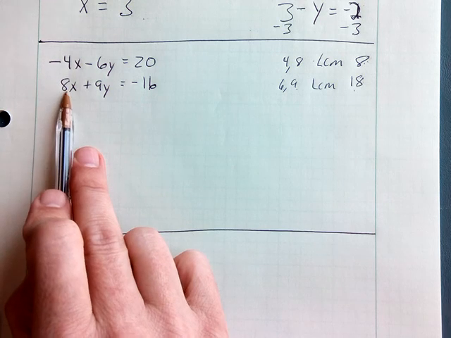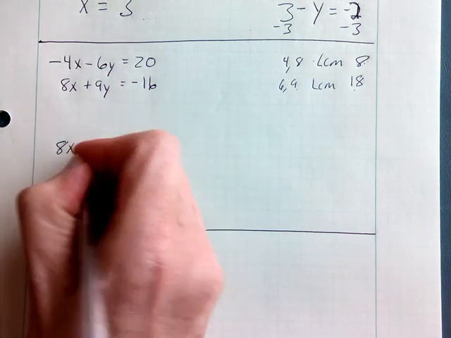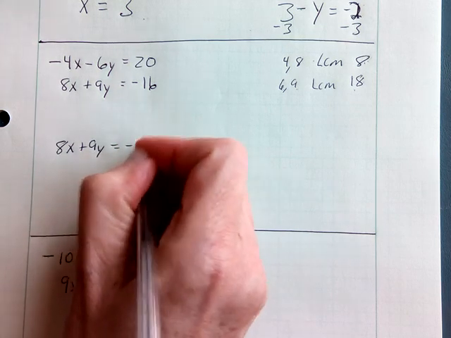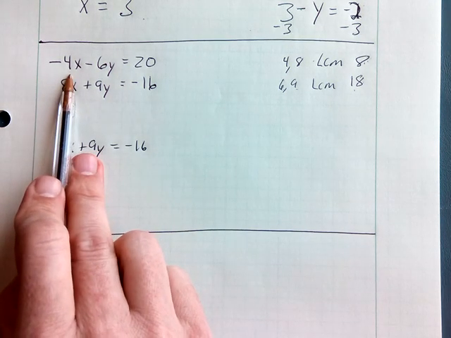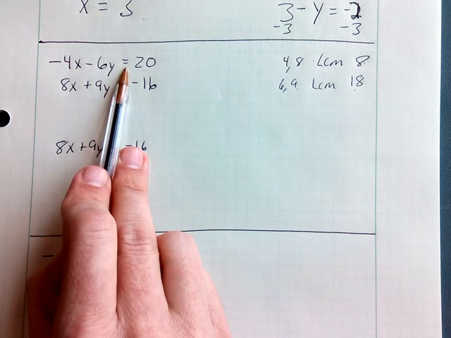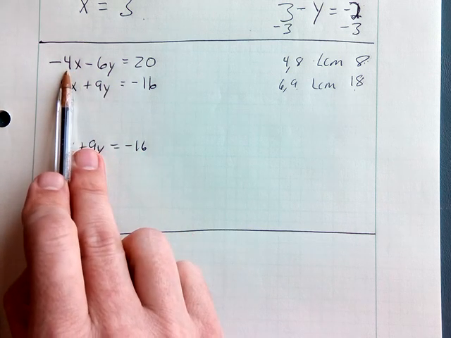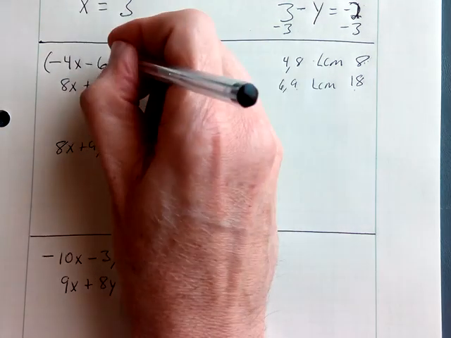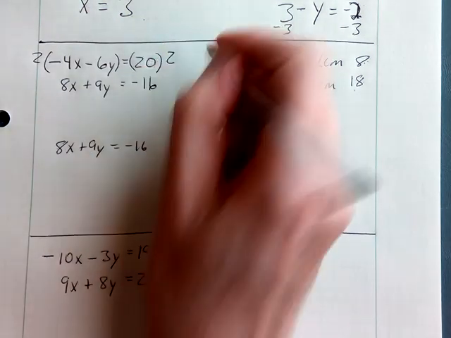Well, this one's already 8, so I don't need to manipulate that one. I'm going to just rewrite that one down: 8x plus 9y equals negative 16, because I didn't do anything to this one. But this one I'm going to manipulate. I'm going to multiply both sides of the equation by a 2, which will make that an 8. And we can do that because it's an equation. It's the same equation if I multiply both sides of the equation by the same number.